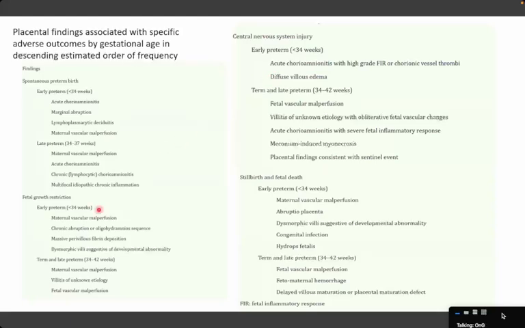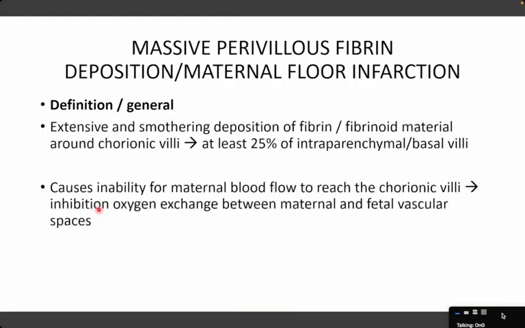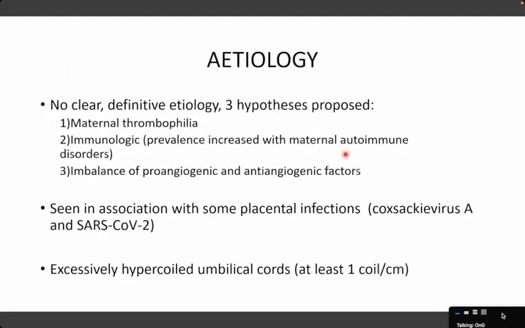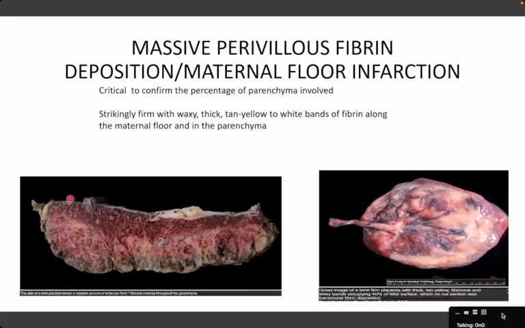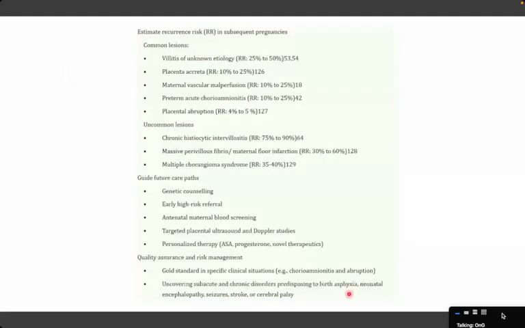Okay, so what are we looking at next? Okay, Gamma showed some images of massive perivillous fibrin deposition. So what we need histologically is at least 25% intraparenchymal or basal villi involvement. The etiology, there are 3 hypotheses, but it's not very well defined. Gamma showed the exact same picture, actually. So this is an example of massive perivillous fibrin deposition that can also involve the fetal surface. The reason I'm showing that particularly is because it has a very high risk of recurrence, 30 to 60%.